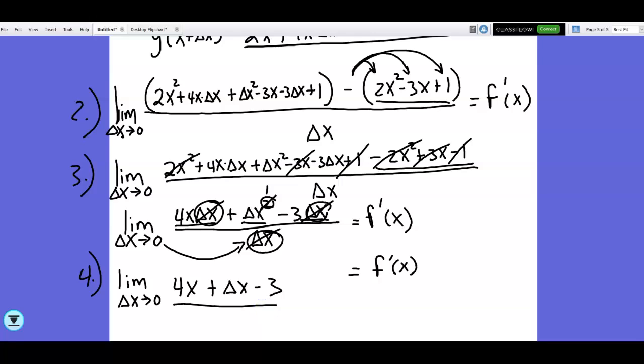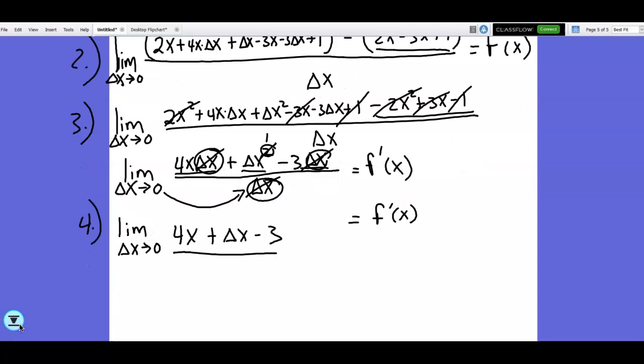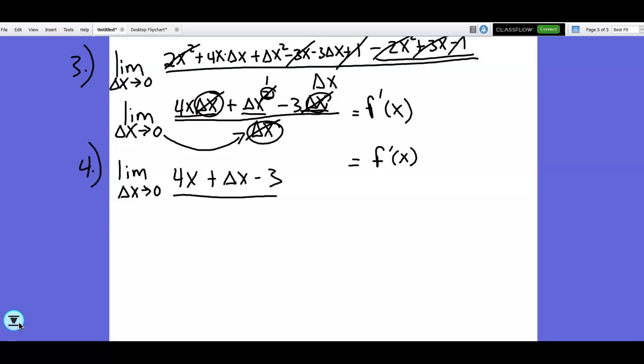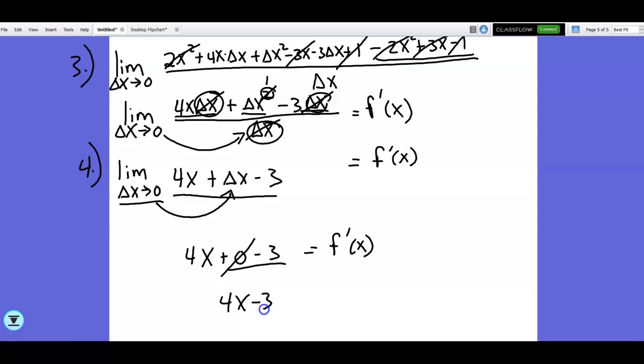All right, now here's where something a little different happens than the last ones that we were working on. Okay, here we actually have a place to plug our delta x in for, right? I could plug 0 in here. So if I plug in 0, basically you can just ignore that 0, right? And you just end up with this. And there's my final answer.